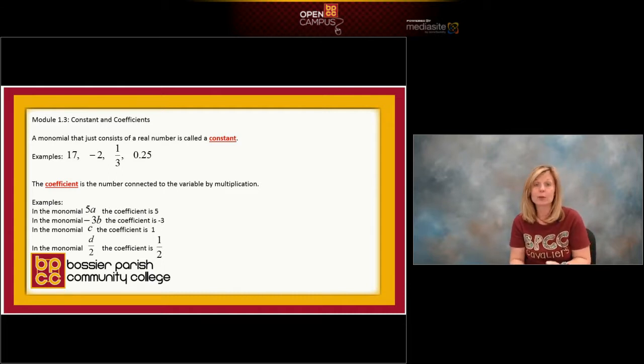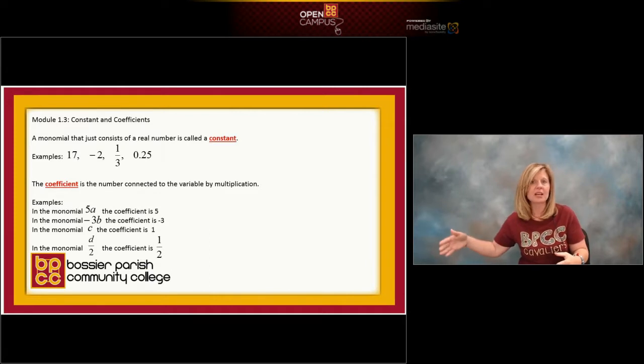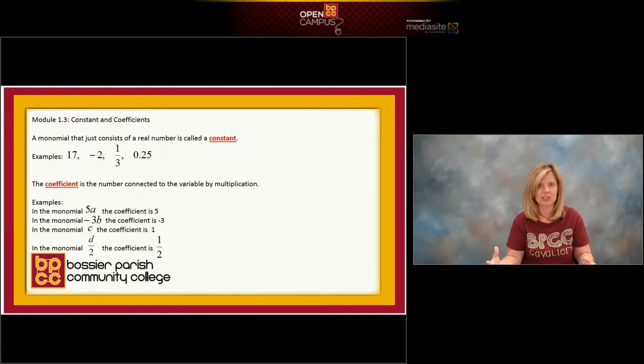Now remember, a real number can be any number we use on the number line. So whether you write a whole number like 17, or you write -2, which is a negative number, which is called an integer, or you write 1/3, which is a fraction, which is called a rational number, or you write 25 hundredths, which is a decimal, which is also a rational number. Any real number is one term, so they are all considered monomials. But because they all mean the same thing to us, any number is called a constant. So you'll hear throughout algebra us refer to the constant. The constant just means the real number.